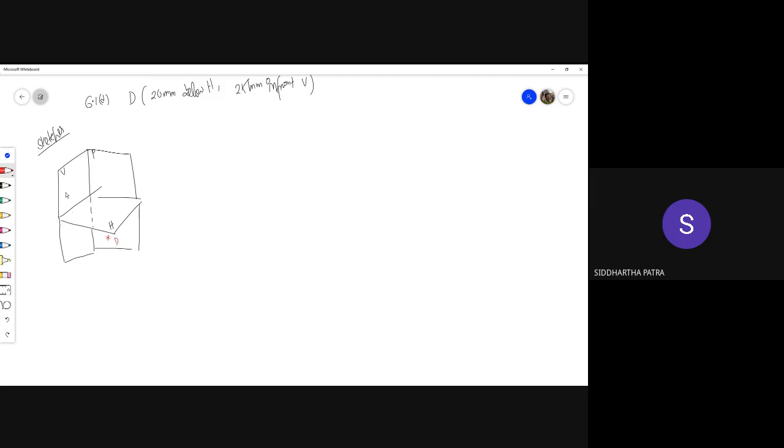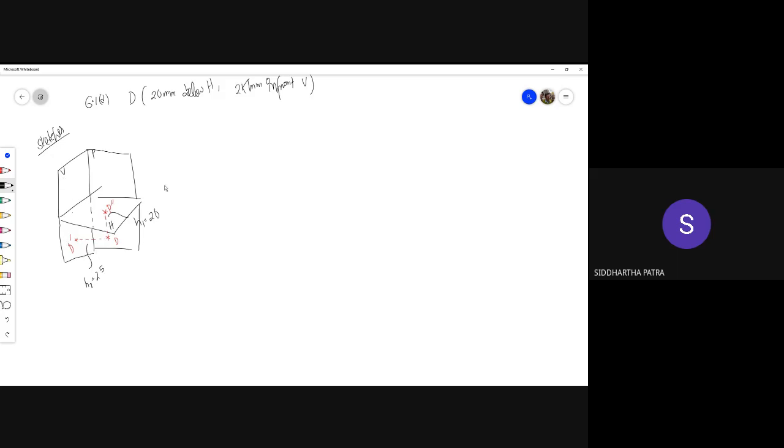which is 20 millimeters below the horizontal plane. So this one is your D double prime, and it is in front of the vertical plane. So this H2 is 25, and this H1 is 20. Okay, so now imagine you have taken all the projections, and now you want to rotate the horizontal plane.